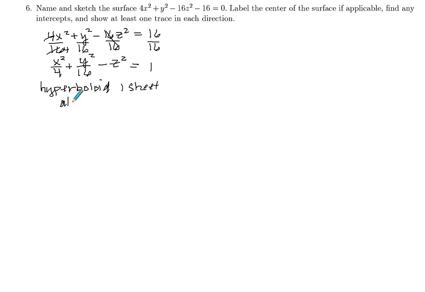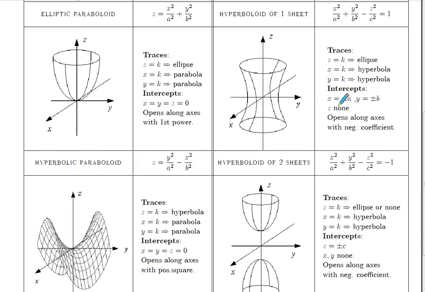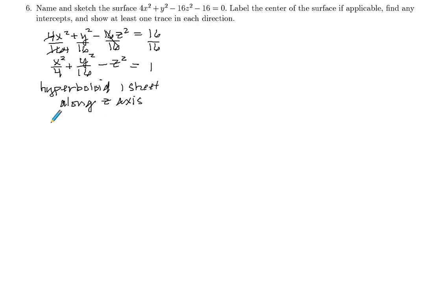And it's along the axis with the negative coefficient, so it's going to be along the z-axis. If we go back here to our reference sheet, we can see what the intercepts are going to be. So it's plus or minus a and plus or minus b. Those are the coefficients under x and y. Those are going to be your intercepts. So intercepts here, let's go ahead and do those first.